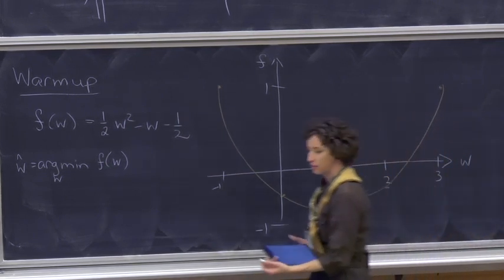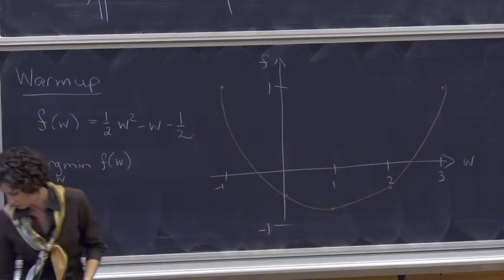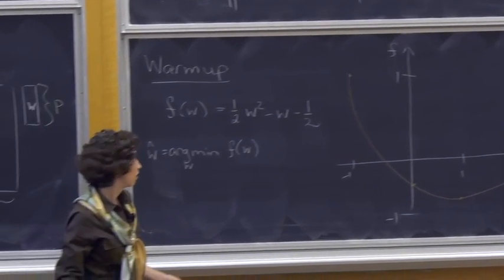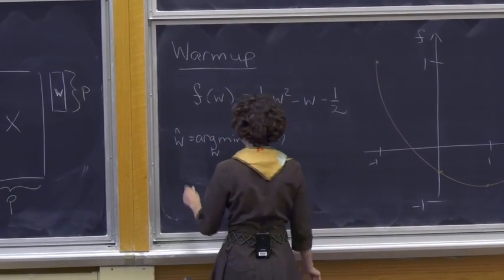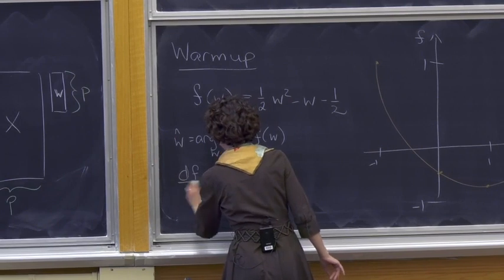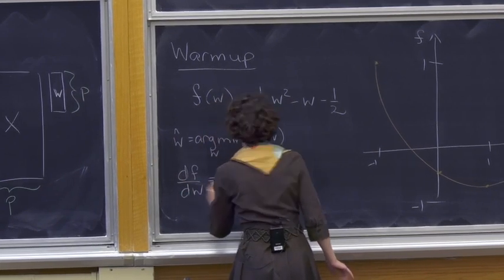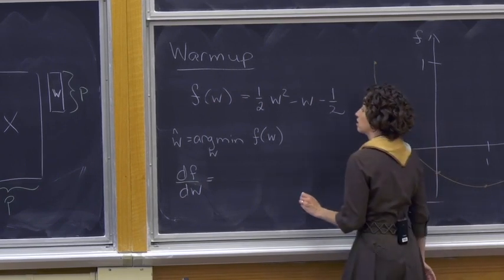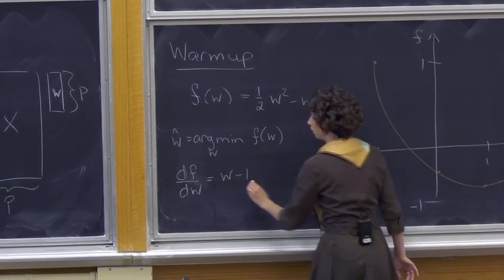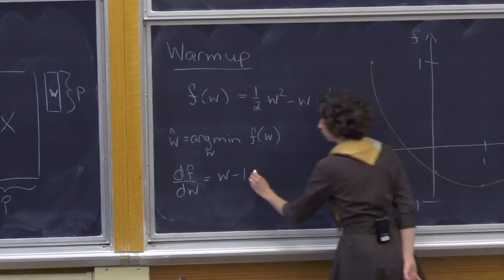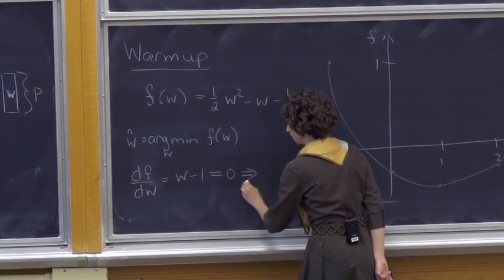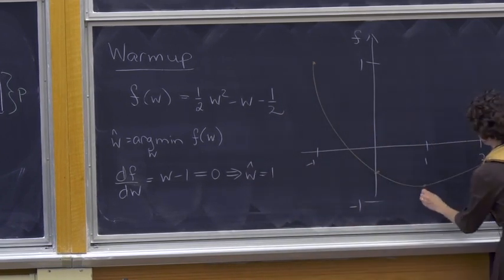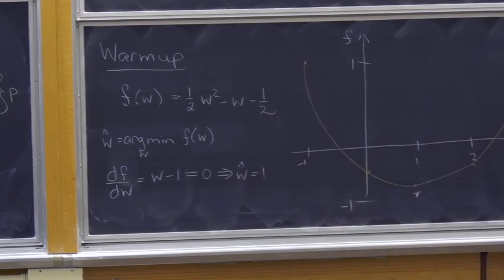But what's another way besides eyeballing it that we could use to figure this out? Right, we could take the derivative and set the derivative equal to 0. So we could take df dw, and df dw in this case is equal to what? Let's see, w minus 1. And we can now set that equal to 0, and that tells us that w hat is equal to 1, which is exactly what we drew on the board.